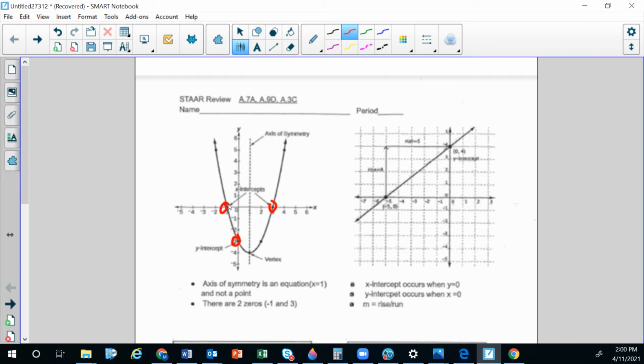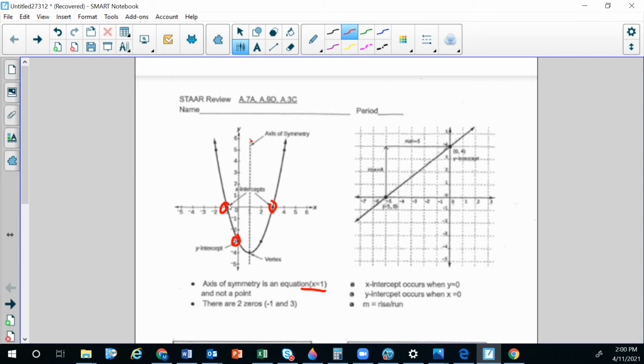All right. The axis of symmetry is the line that splits the graph in half and crosses the x-axis. It also goes through the vertex, the axis of symmetry. And the axis of symmetry is an equation. A lot of students write it as a point. It is an equation, so make sure you put x equals wherever the line crosses the x-axis.